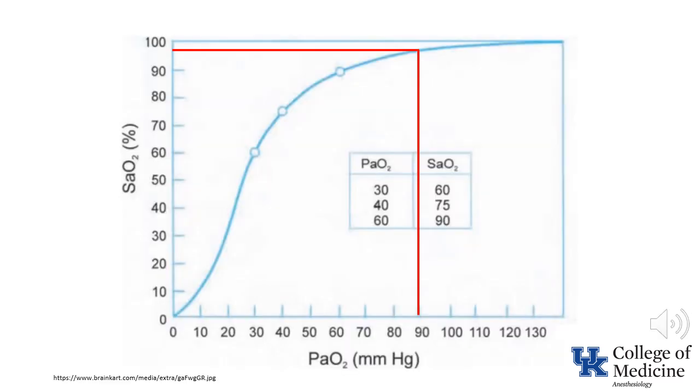Based on the oxyhemoglobin dissociation curve, any arterial PO2 greater than 90 millimeters of mercury is going to result in a saturation of 95% or more. If the patient is receiving supplemental oxygen, this severely limits the ability to use pulse oximetry to assess how well the lungs are functioning as organs of oxygen exchange.